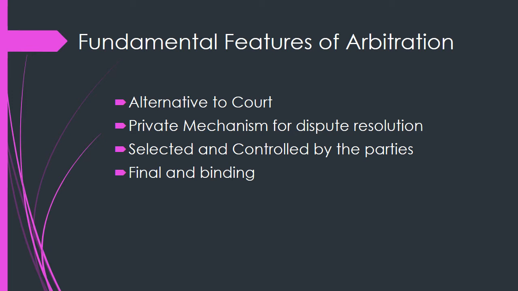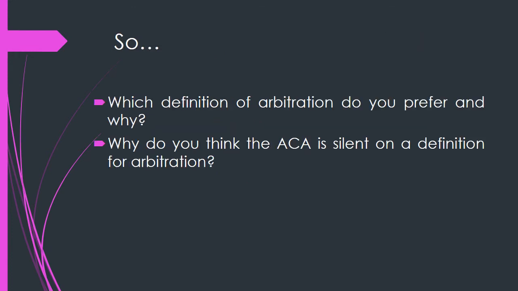Look for these four features. If they are not all present, it is not arbitration. Alternative to court, private mechanism, controlled by the parties, and final and binding. Important. So we have looked at a total of, well, we'll say 5 definitions of arbitration.